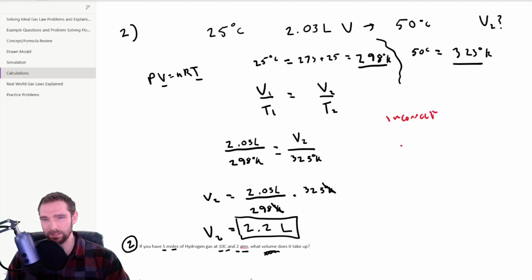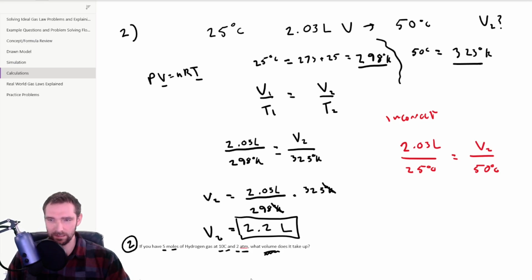But a really common mistake is for people to plug in the Celsius. And if you did that, you're going to get some numbers that are super bizarre. I think you would get like 4.06 because it's going to be times 2 effectively, right? So the V2 would be 4.06 liters. But it is not, because we need to convert. So just be careful about that, okay?